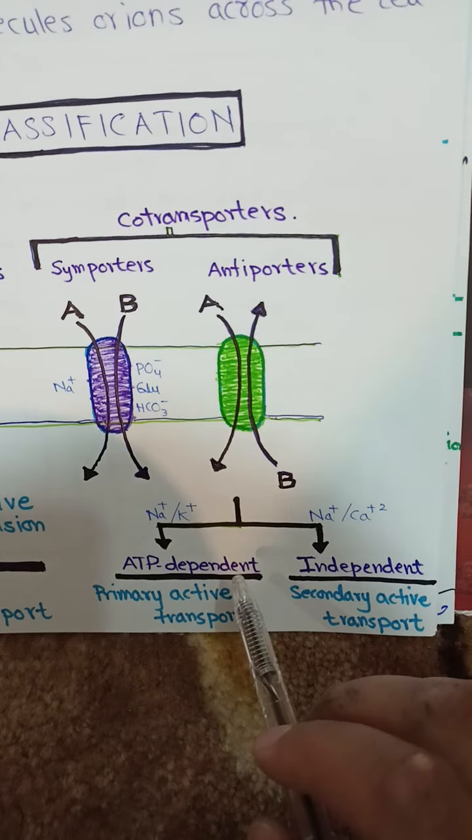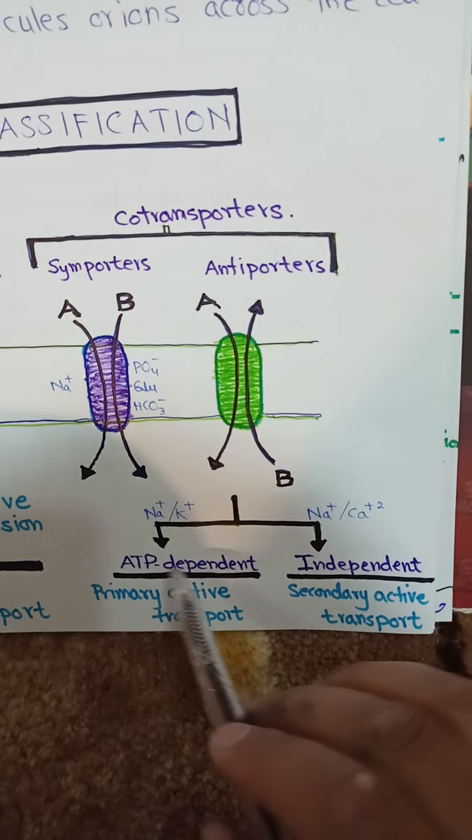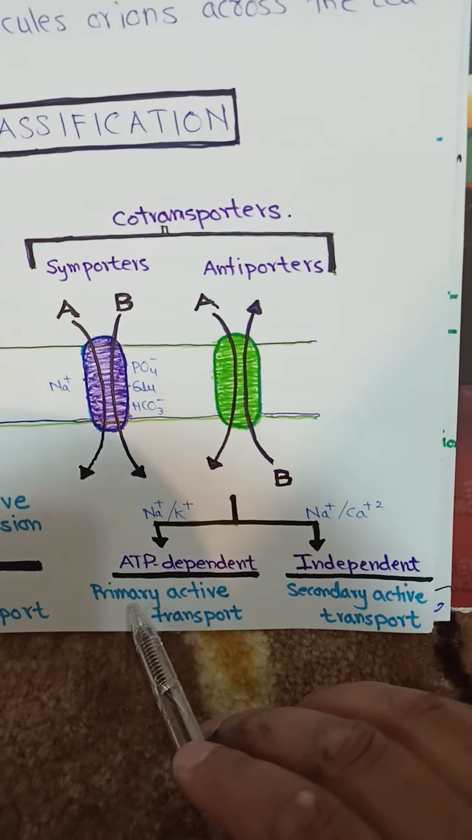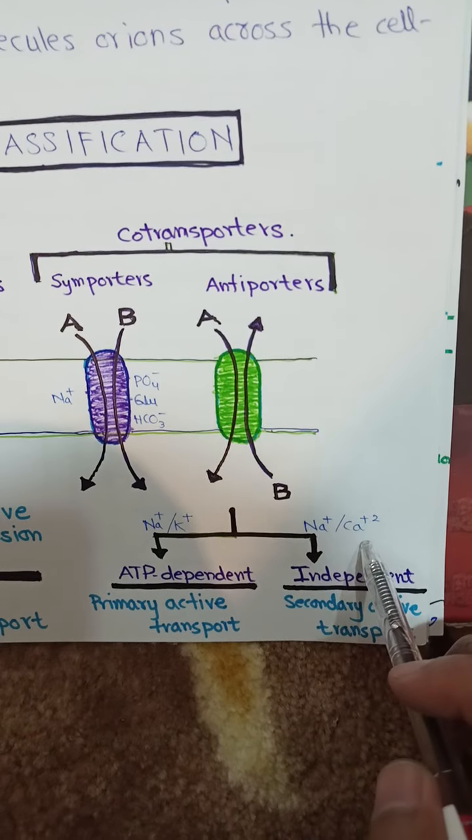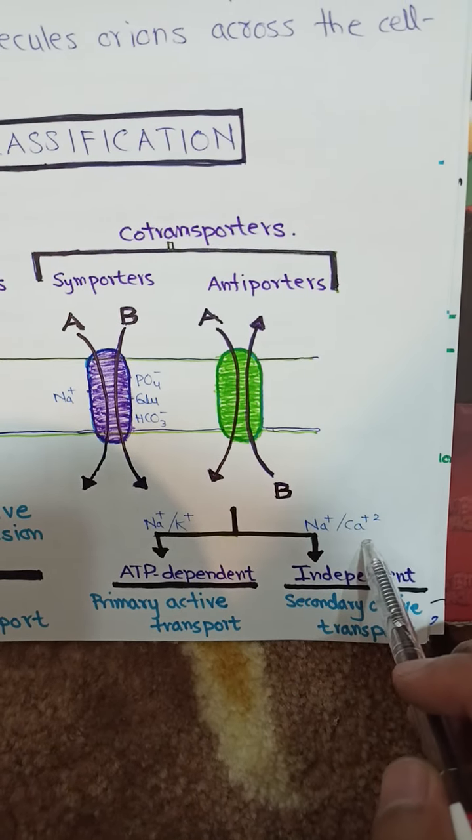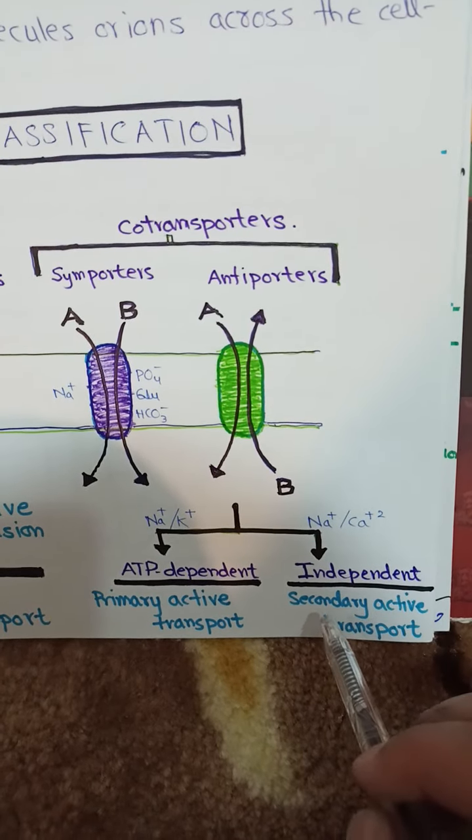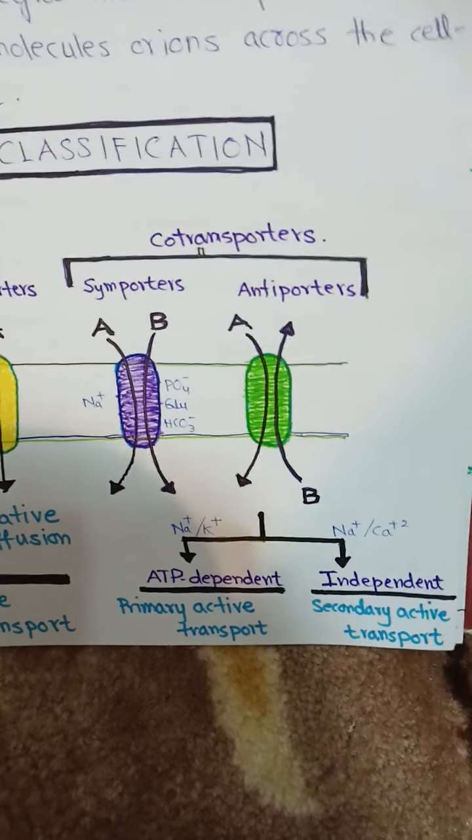These are ATP dependent or ATP independent. The example of ATP dependent is the sodium potassium ATPase pump, and it is known as primary active transport, whereas the sodium calcium ion channel is the example of ATP independent antiporters, and it is an example of secondary active transport.